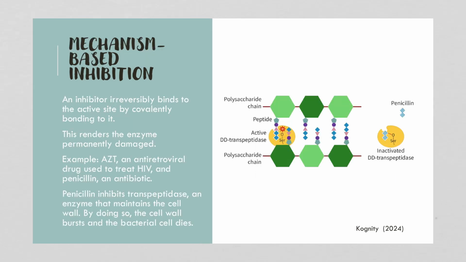Mechanism-based inhibition is when an inhibitor irreversibly binds to the active site by covalently bonding to it, which will render the enzyme permanently damaged. We'll look at two examples. AZT is an antiretroviral drug that's used to treat HIV, and penicillin is an antibiotic. If we look in depth at penicillin, it inhibits an enzyme called transpeptidase, which maintains the cell wall. By inhibiting the enzyme, the cell wall will burst open and the bacterial cell dies because it can't keep its contents within.